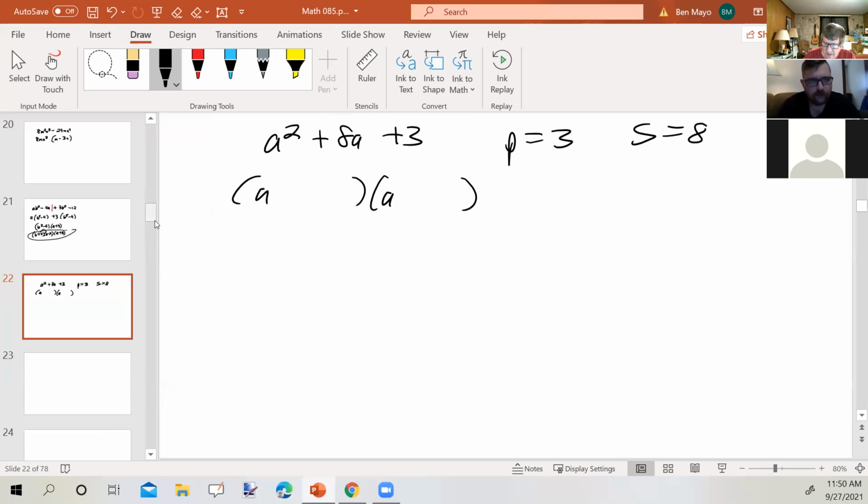Any questions about that so far? All right. Well, if the product is 3, it's got to be 3 and 1 or -3 and -1, but it can't be negative because the sum's positive. And that gives us 4. It's prime. Okay, can't do anything.